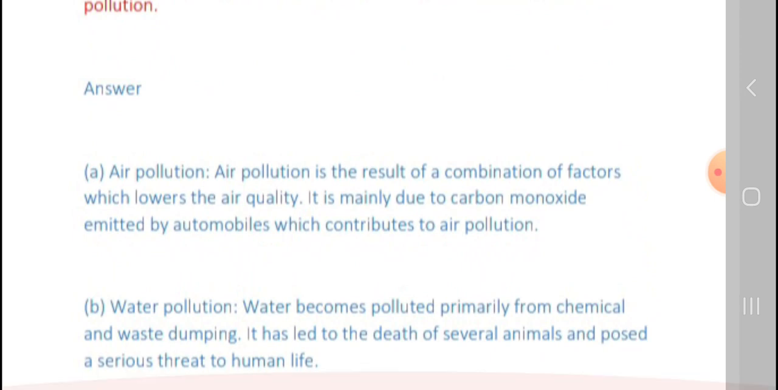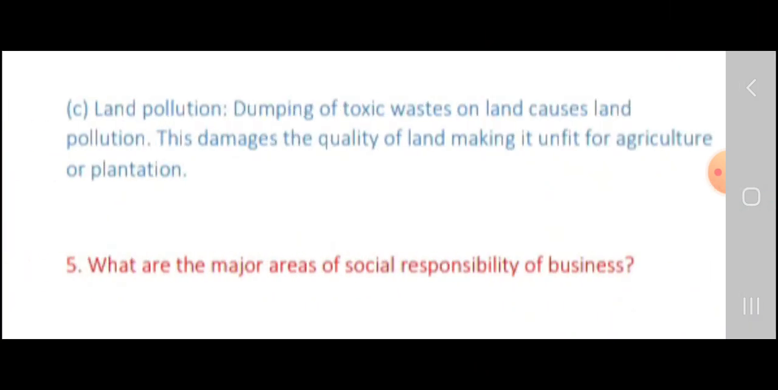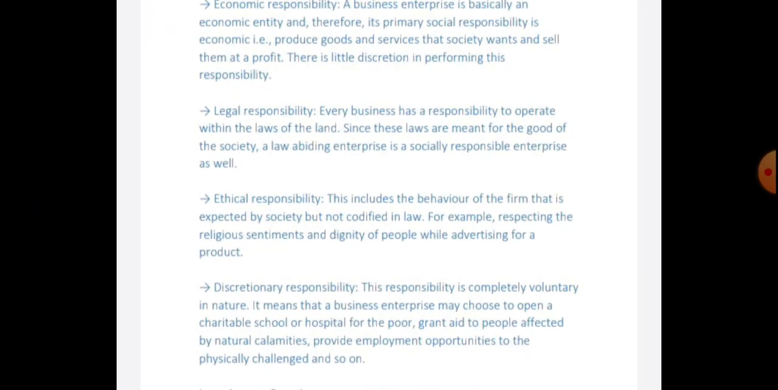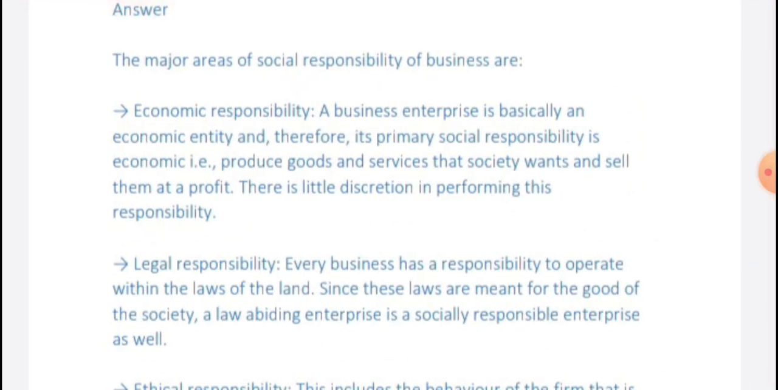What is air pollution? Air pollution is a result of a combination of factors which lowers the air quality. Water pollution: water becomes polluted primarily from chemical and waste dumping, and it has led to the death of several animals and posed a serious threat to human life. Land pollution: dumping of toxic waste on land causes land pollution, as you all know.